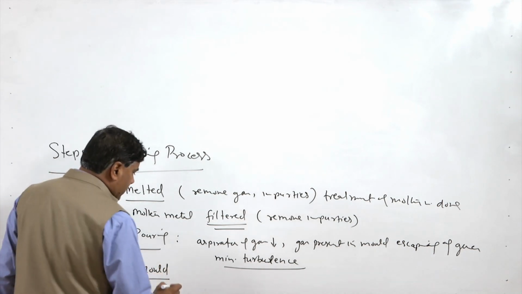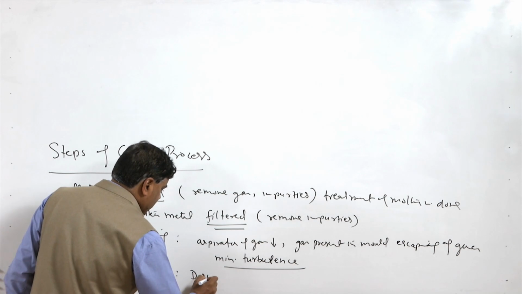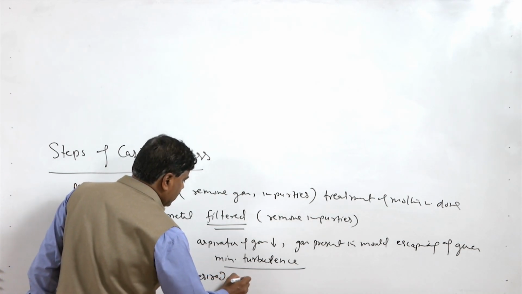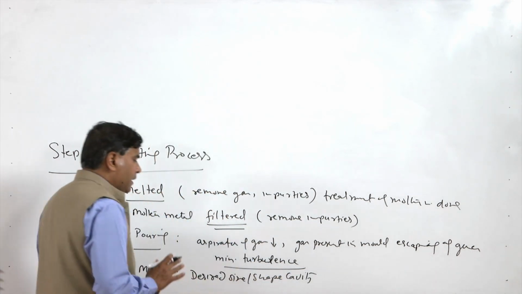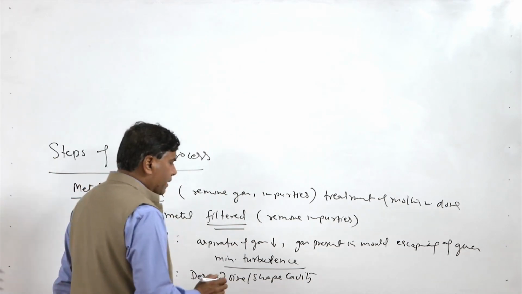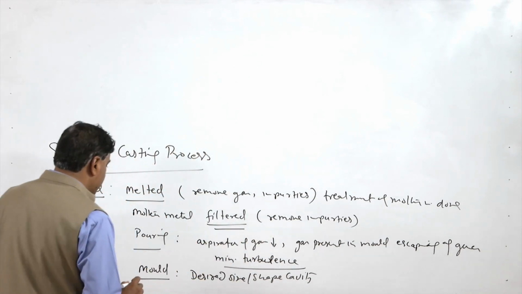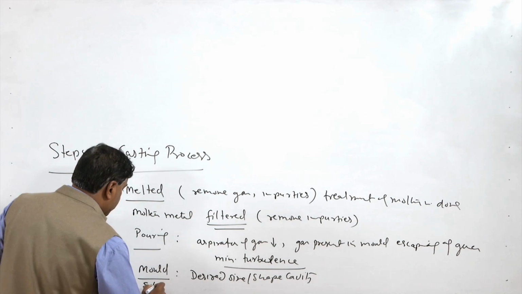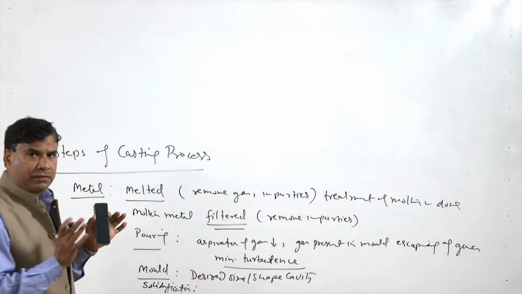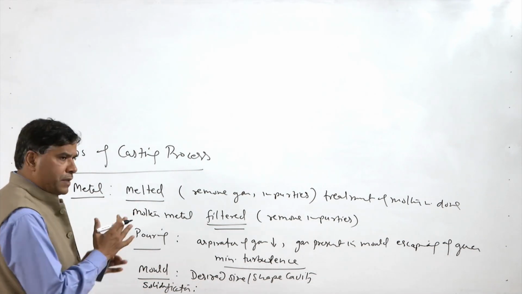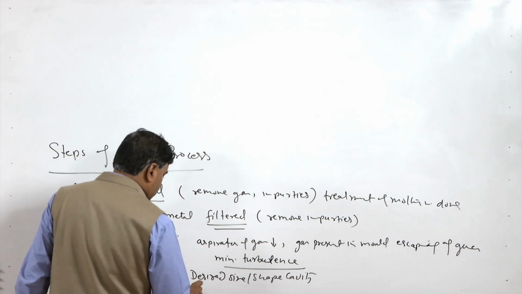So, what is a mold? The mold is a cavity of the desired size and shape, in which the molten metal is poured, so that the molten metal takes the shape of the mold, and after this the solidification proceeds. Heat is extracted by the walls of the mold. So, as soon as the temperature reaches the solidification temperature, solidification begins.